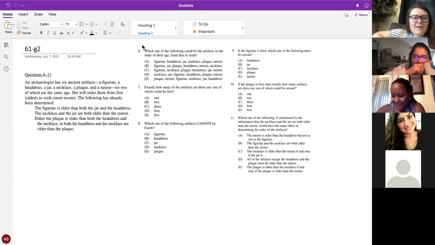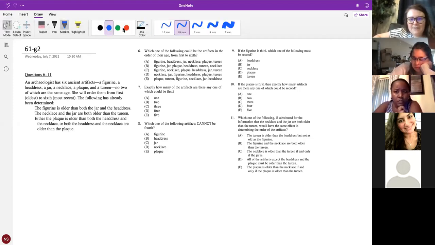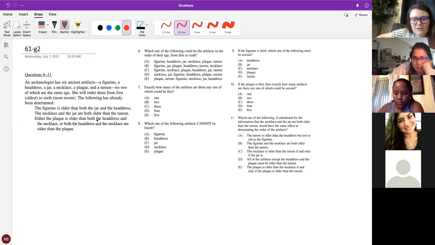We say an archaeologist has 6 ancient facts. I'm really big on drawing right away because I want to put my pencil to paper and not get freaked out. So I'm like, all right, we have a figurine, a headdress, a jar, a necklace, a plaque, and a tureen. No two of which are the same age. She will order them from first oldest to sixth most recent.